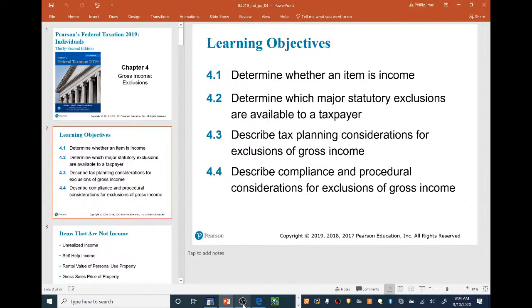All right, learning objectives. The first one, determine whether an item is income. The second objective, determine which major statutory exclusions are available to a taxpayer. Describe tax planning considerations for exclusions of gross income. Describe compliance and procedural considerations for the exclusions of gross income. So these are going to be our learning objectives for this chapter.